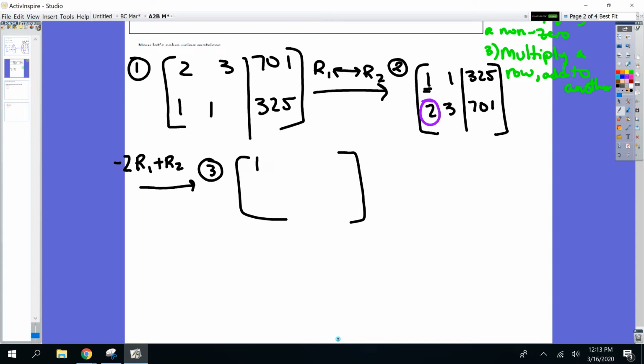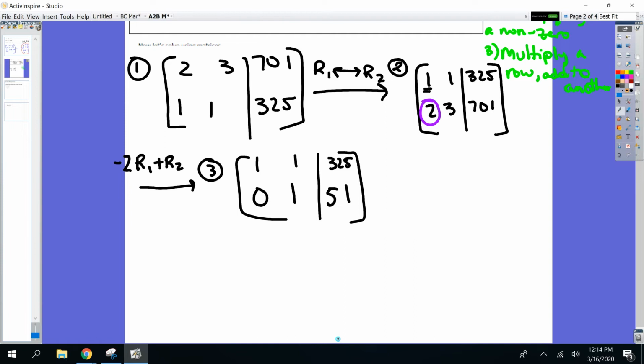So row 1 stays the same: 1, 1, 325. Now my new row 2 is going to be 0. 1 times negative 2 is negative 2, plus 3 is 1. And I also have to do it to the 325 and the 701. So 325 times negative 2, and then I'm going to add that to 701, and you can do that in your calculator. Negative 2 times 325 plus 701 will give you 51.